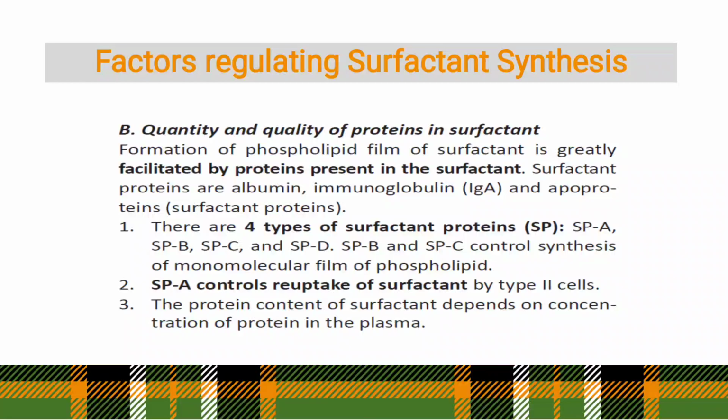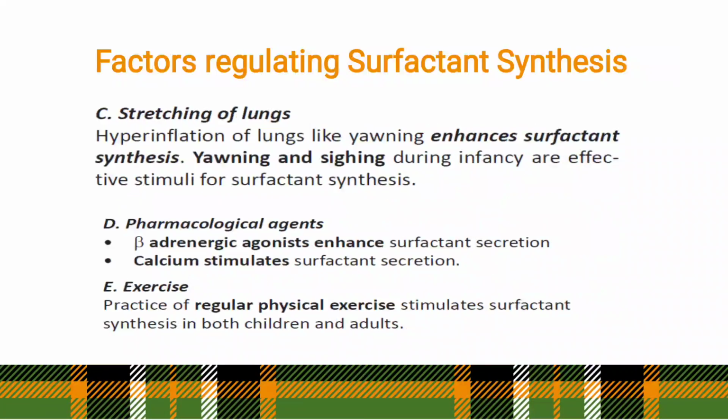There are 4 types of surfactant proteins, A, B, C, D. Among them, A actually controls the reuptake. And also, what is the role of these proteins? These proteins actually help the phospholipid film to be stretched uniformly inside the alveolar lining. Okay, the protein content depends on the concentration of protein in the plasma.